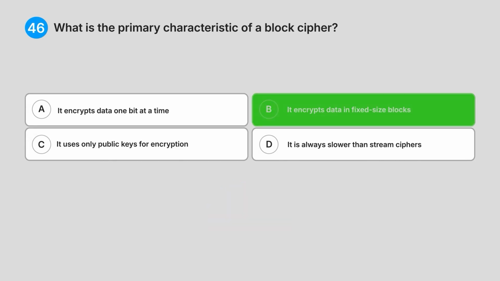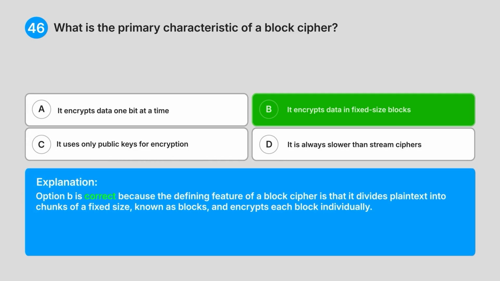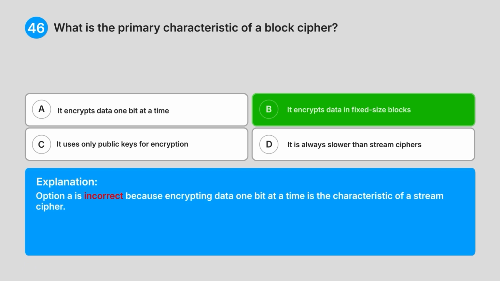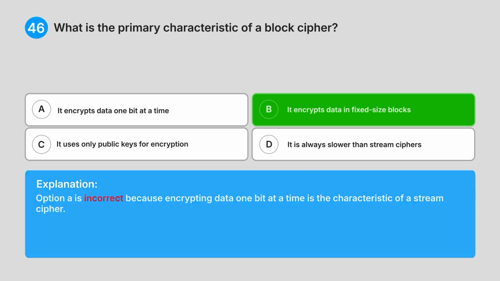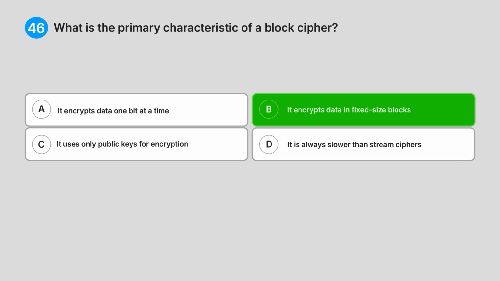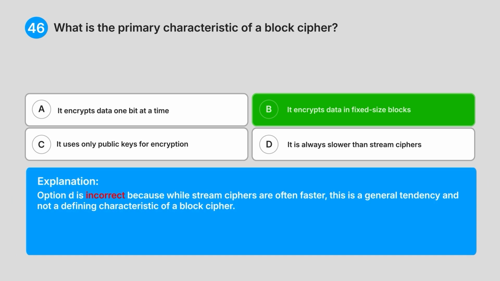Correct answer, B. It encrypts data in fixed size blocks. Explanation. Option B is correct because the defining feature of a block cipher is that it divides plain text into chunks of a fixed size, known as blocks, and encrypts each block individually. Option A is incorrect because encrypting data one bit at a time is the characteristic of a stream cipher. Option C is incorrect because this describes asymmetric encryption, whereas many block ciphers are symmetric. Option D is incorrect because while stream ciphers are often faster, this is a general tendency and not a defining characteristic of a block cipher.